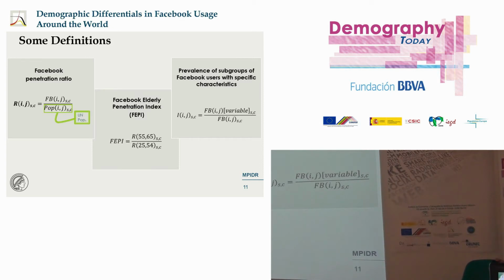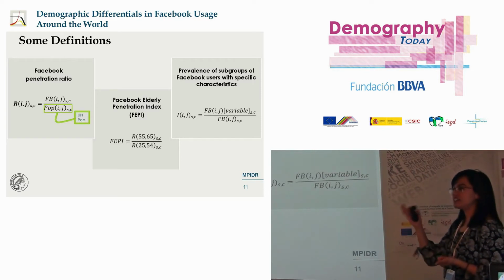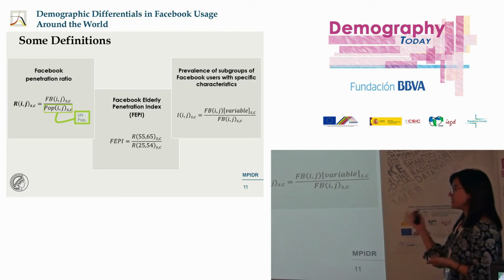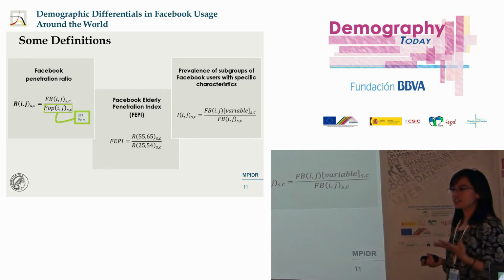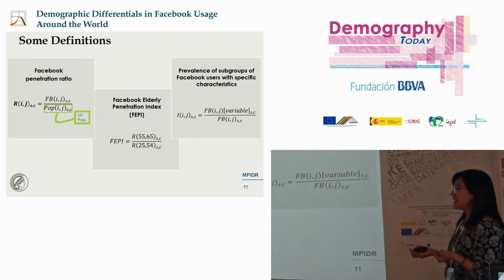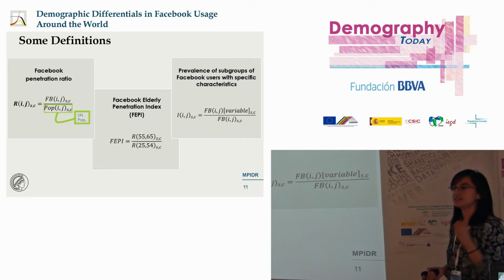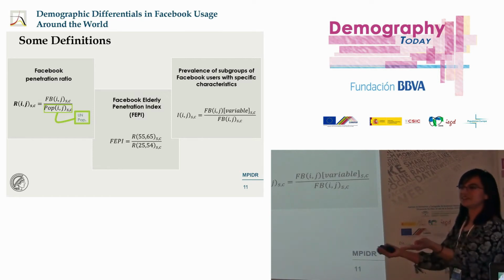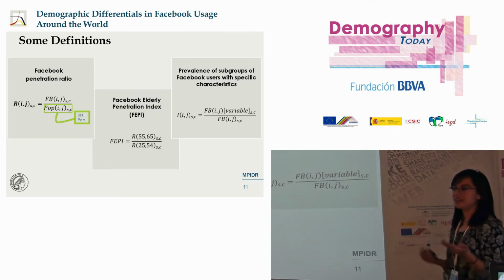calculate 3 different indexes. The first one is the Facebook penetration ratio. That is the number of users between ages I and J of gender S and from country C, divided by the total population according to United Nations between ages I and J of sex S and country C. Here I am emphasizing that for Facebook we have the gender, we don't have the sex, because people say whether they are man or woman.